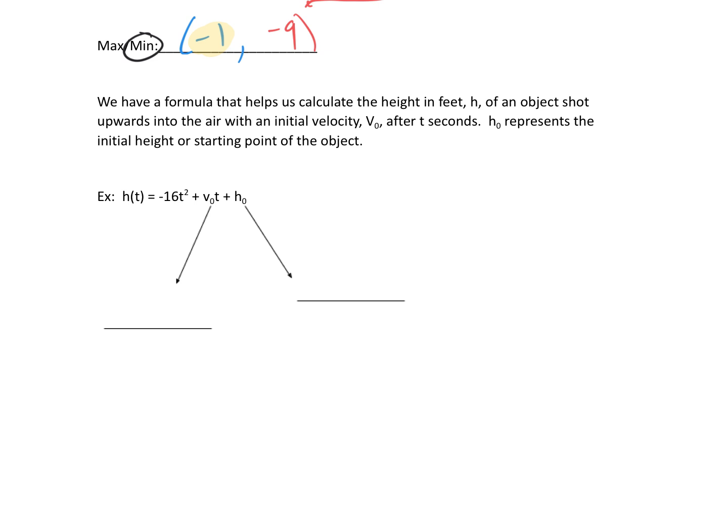The first part always stays the same, the negative 16t squared. Next, the v0 really just stands for the initial velocity, or the starting velocity. And then the last one, h0, just stands for the starting height of the object. So really just two variables that you plug in based on the word problem, and that gets us our b and c values. The a value stays as the negative 16 in front of the t squared.